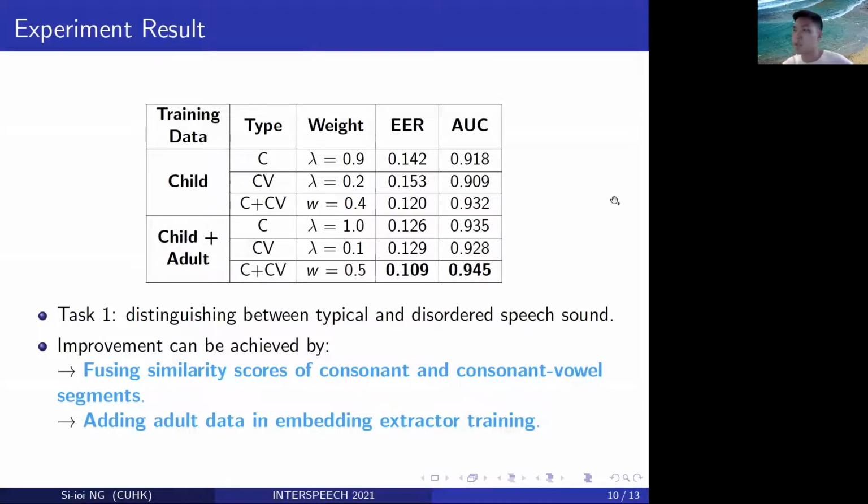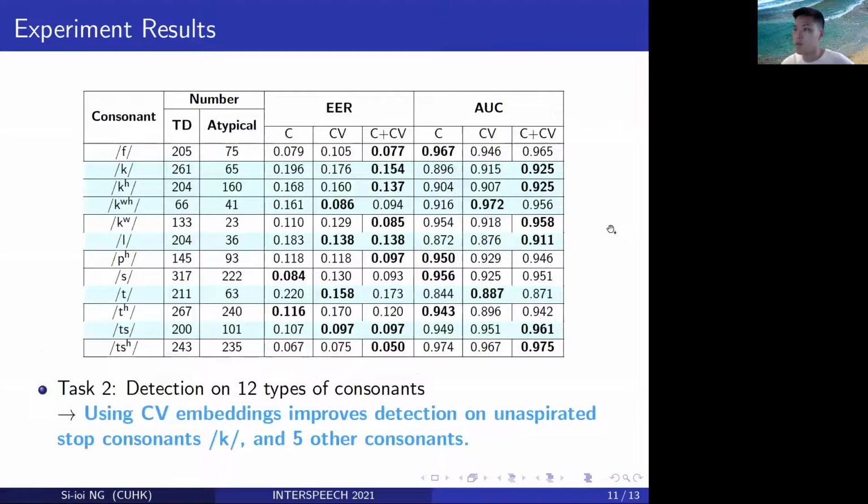At first glance at the table, it seems that without the fusion, using consonant segments only always performs better than the consonant-vowel segments. To verify whether the consonant-vowel is effective, we divide the test data into different groups according to the consonant identities. So we further divide the test data into 12 groups that represent 12 types of consonants, and we redo the detection task and see their performance.